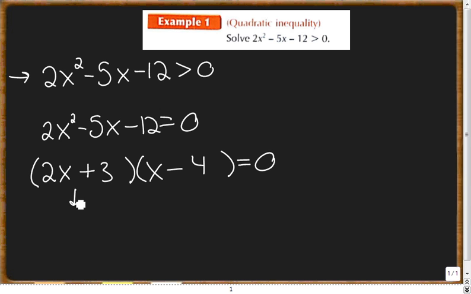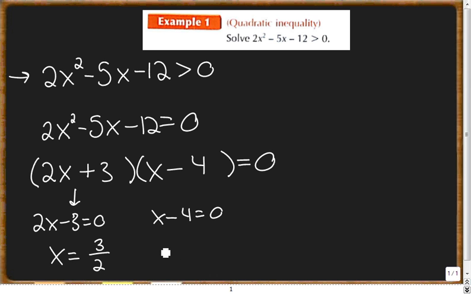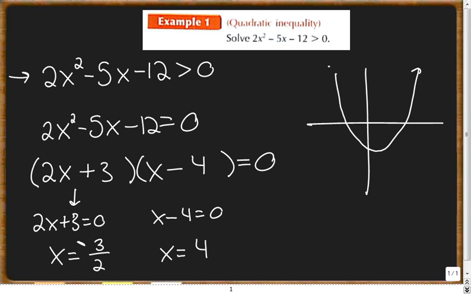From this, I know that either 2x minus 3 is going to be 0, or x minus 4 is going to be 0. And I can solve and say, okay, well, this is going to be x equals 3 halves, or x equals 4. So these are the zeros of my graph. So this would be negative 3 halves. So I know what my graph is going to look like: I'm going to have two intersecting points. And so we'll have, this is the negative 3 halves, this is the 4.